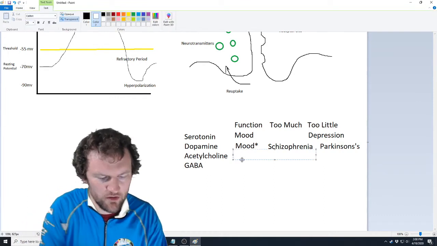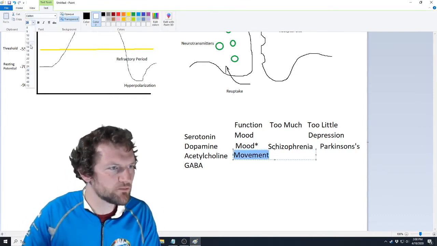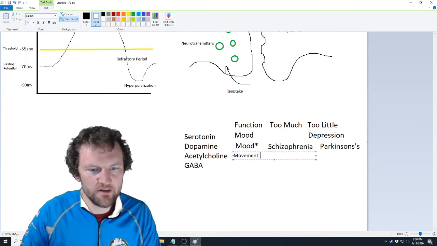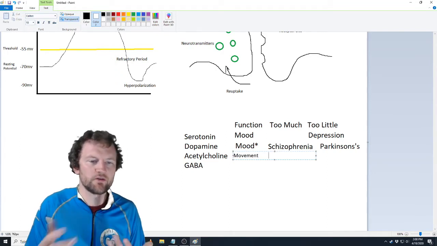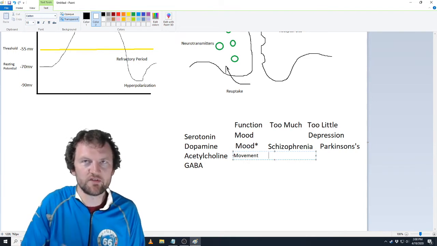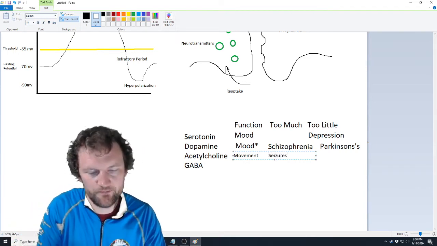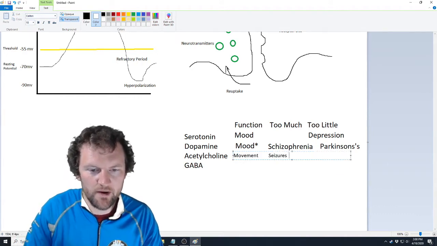The function of acetylcholine is movement. This font is too big. So acetylcholine is movement, and so having too much, either too many acetylcholine neurotransmitters or too much acetylcholine receptor sites or too much communication using acetylcholine would cause seizures, which is basically moving too much, and then too little would cause paralysis.